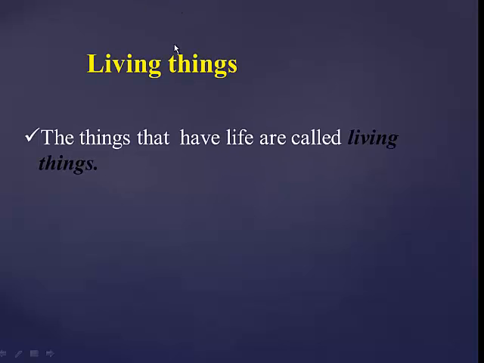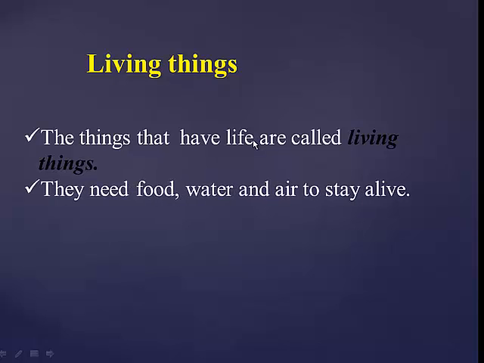The things which we can see around us are divided into two. The first one is living things. So what is a living thing? The things that have life are called living things. Anything that has life is called a living thing. These living things need food, water and air to stay alive. Without food, water and air, they cannot live.